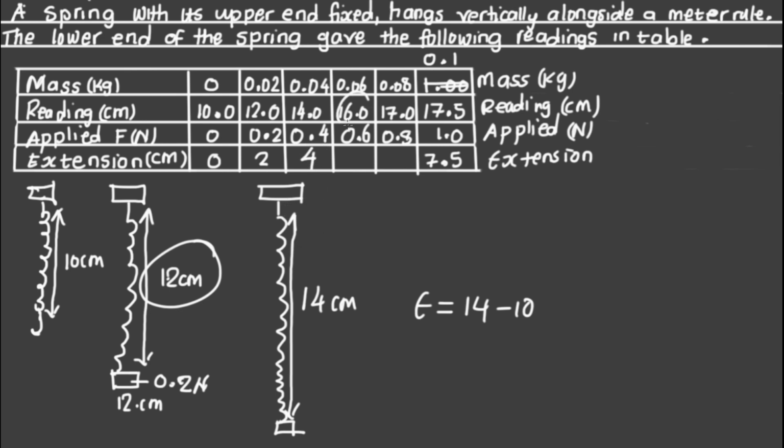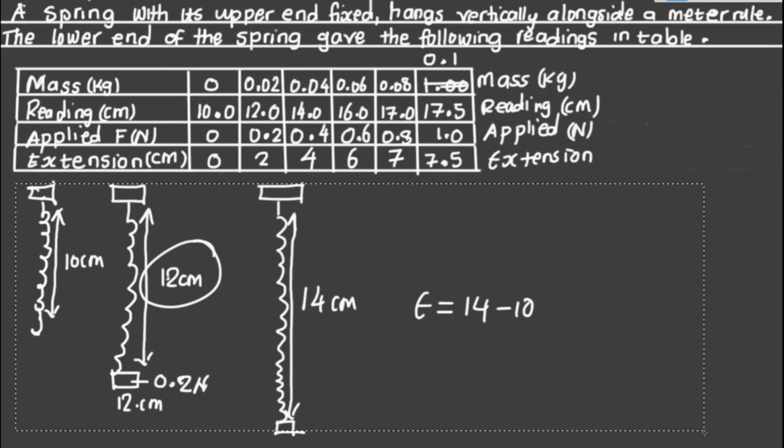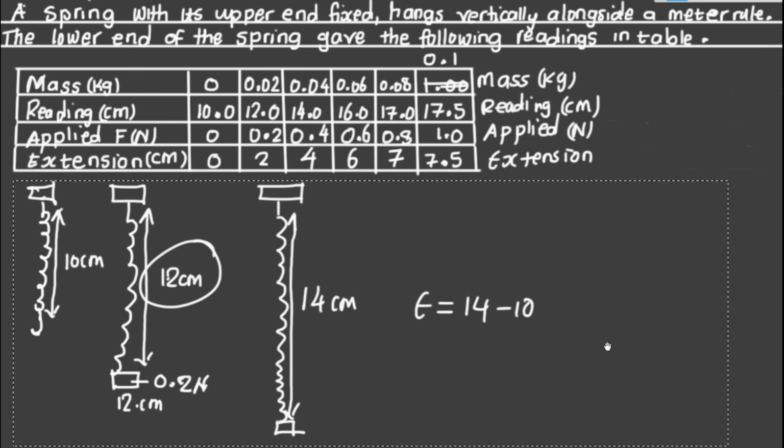Then here we have 16 minus 10. So 16 minus 10, we have a 6 here. 17 minus 10, we have a 7 here. 17.5 minus 10, we have 7.5 here. So this is what really happened. So that's what we are looking at.